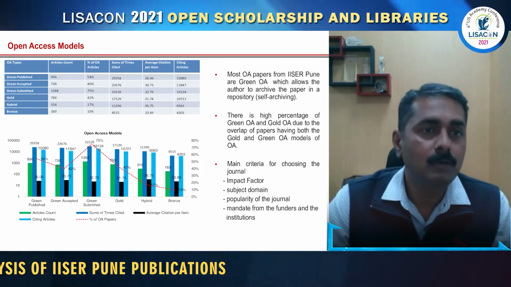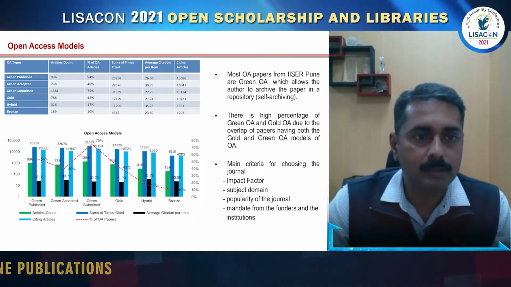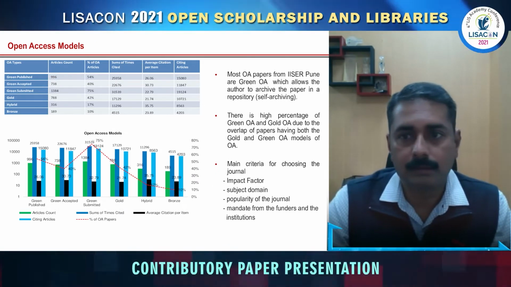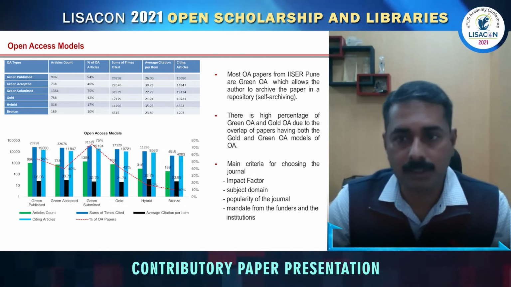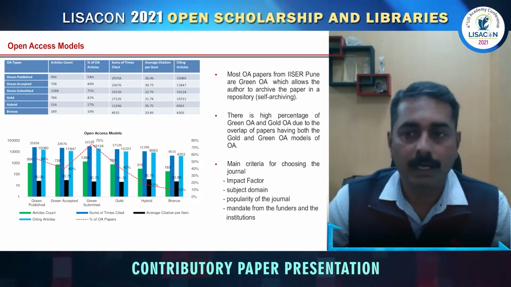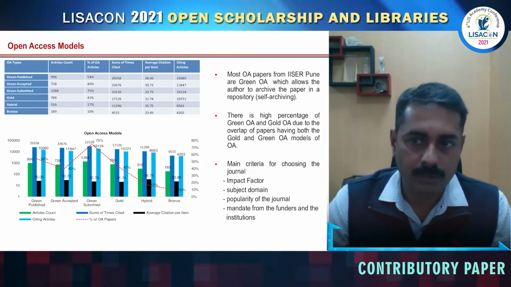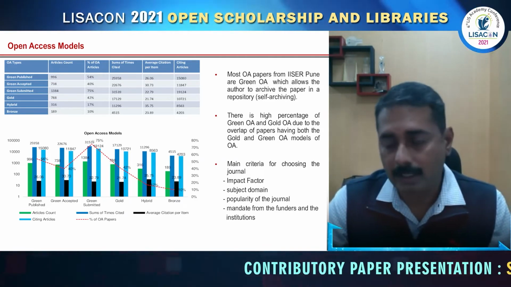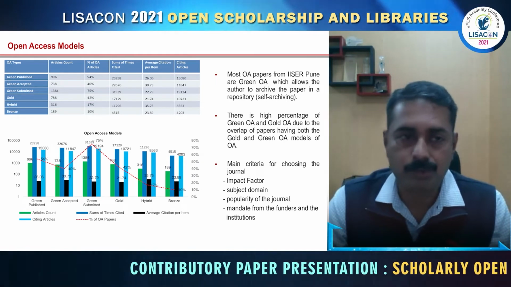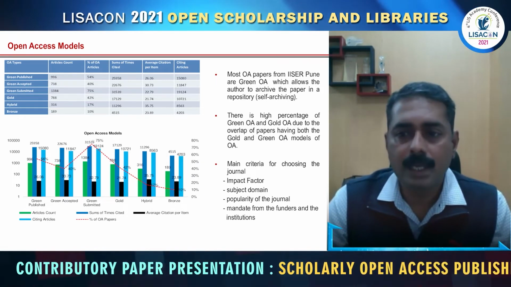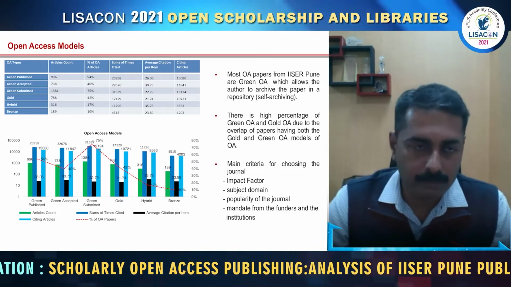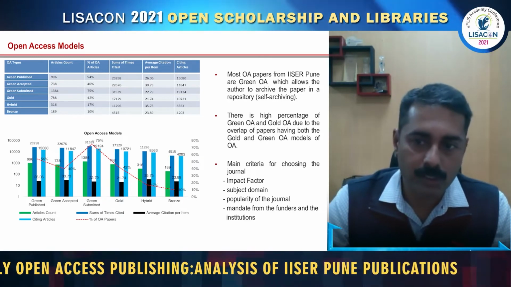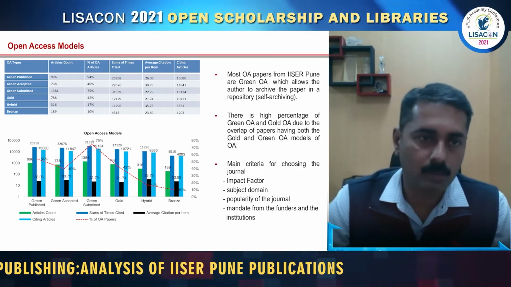So when we look at the open access publishing models, most of open access papers from IISER Pune are green open access, which allows authors to archive the paper in a repository, that is self-archiving, mostly through the institutional repositories. There is a high percentage of green open access and gold open access due to the overlap of papers having both the gold and green open access models.